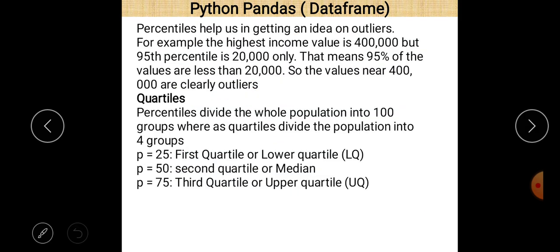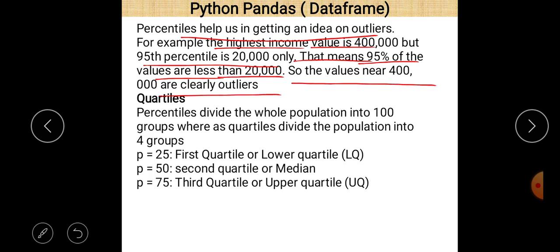Now percentile helps us get an idea about outliers. For example, the highest income value is 4 lakhs but the 95th percentile is 20,000 only. That means 95% of the values are less than 20,000. So the values near 4 lakhs are clearly outliers.